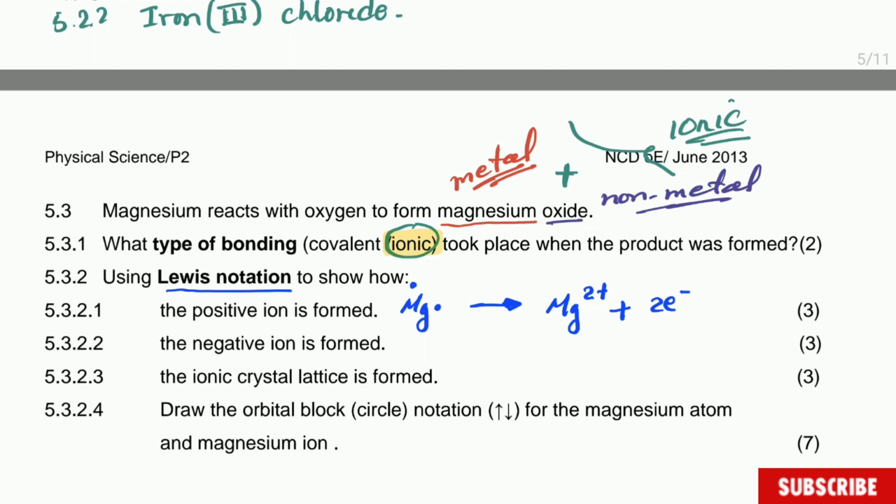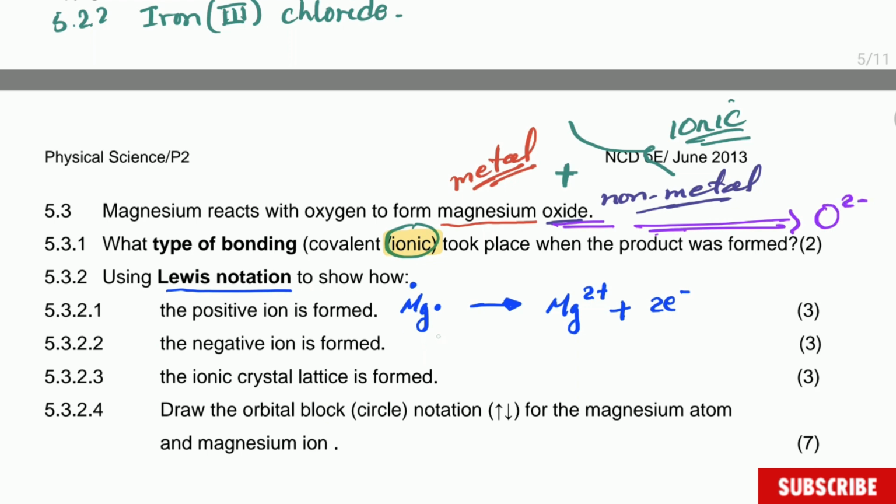It is quite simple. And now we have to use Lewis notation to represent the negative ion. Now we're talking about oxide. Now remember, oxide, guys, if I'm going to write it here, oxide is O2 minus. So how is it formed?